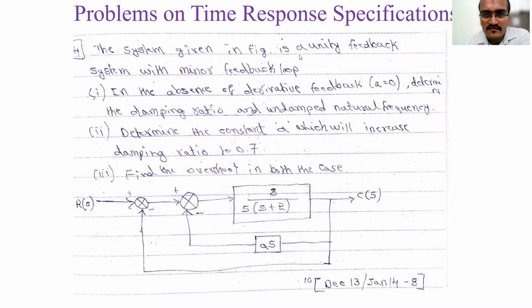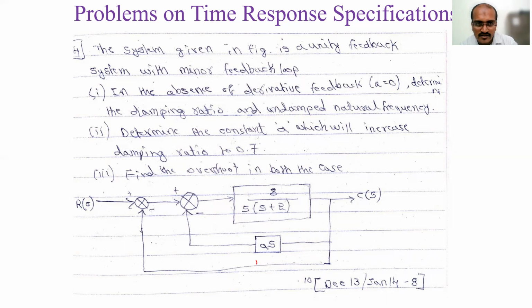The system given in the figure is a unity feedback system with a minor feedback loop. They have told you to calculate three steps. In the first step, what they have given is in the absence of derivative feedback. So first look at this figure. This is the block diagram they have given. Here you have A divided by S into S plus 2. Here you have A into S, and here you have unity feedback, that is 1.